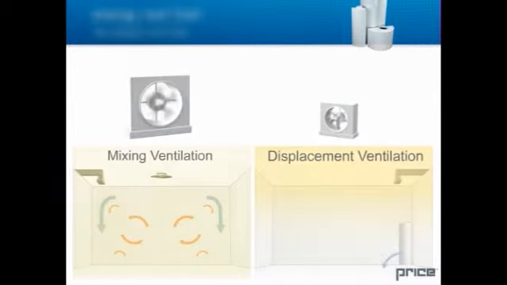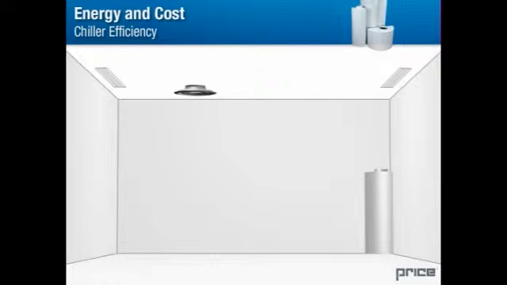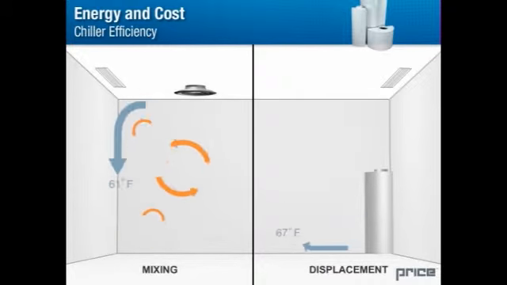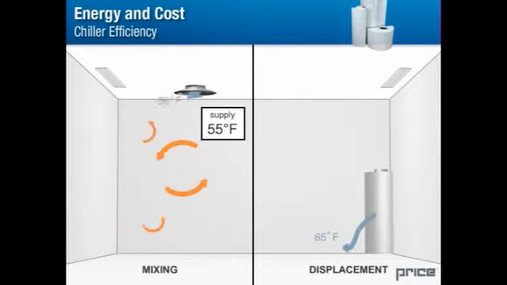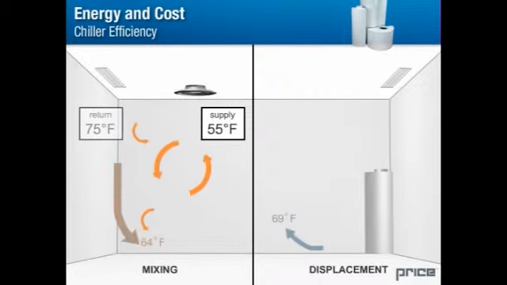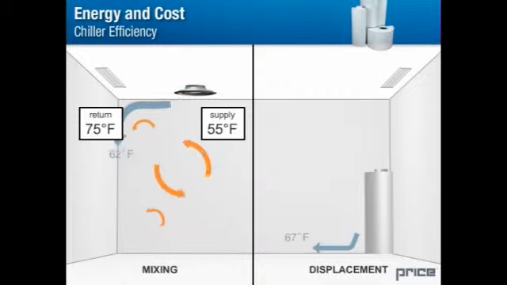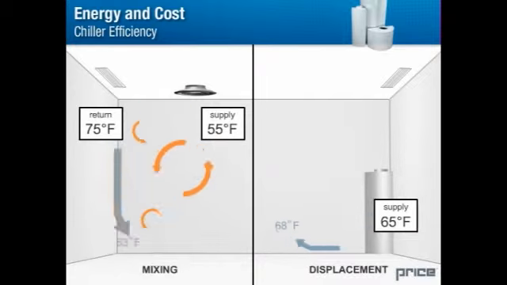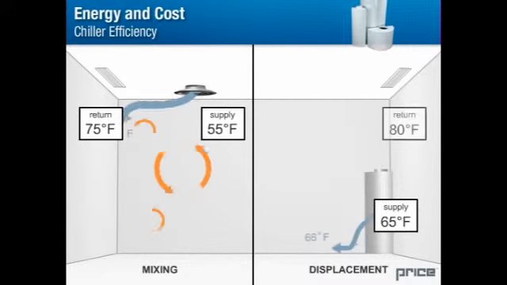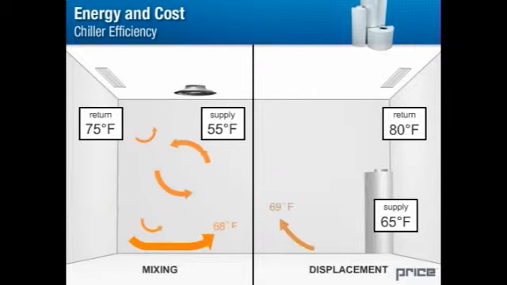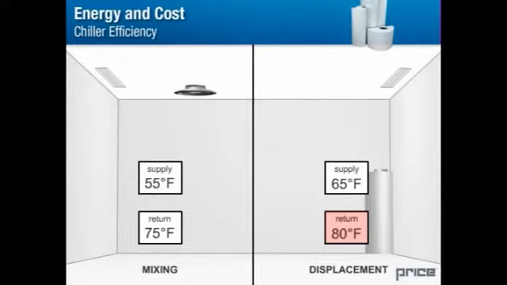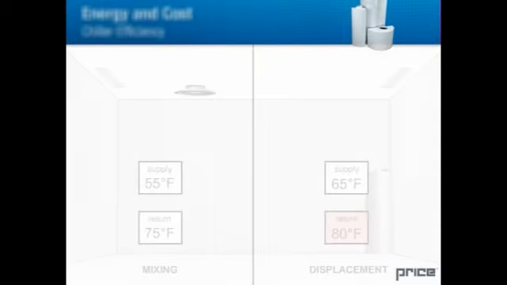decrease energy consumption. Just as the supply air temperatures are higher in a displacement ventilation system, so too are the return temperatures. In a typical mixing system, the supply air temperature is approximately 55 degrees Fahrenheit and the return air temperature is approximately 75 degrees Fahrenheit. In a displacement ventilation system, the supply air temperature is approximately 65 degrees Fahrenheit and the return air temperature is approximately 80 degrees Fahrenheit. The higher return air temperature is beneficial because it allows our chiller to work with a higher coefficient of performance, saving us energy and money.